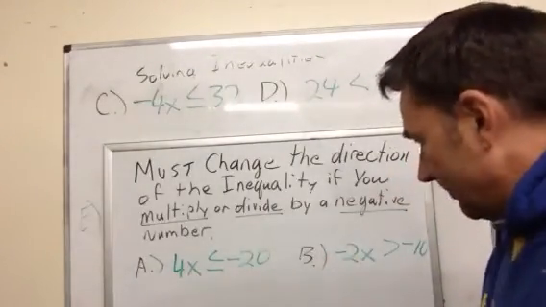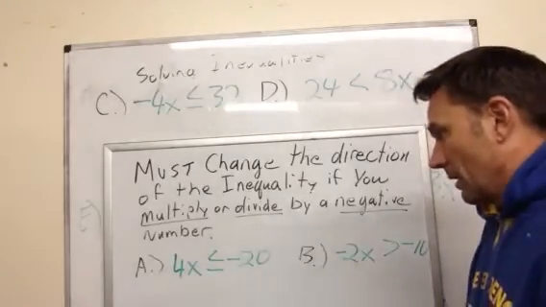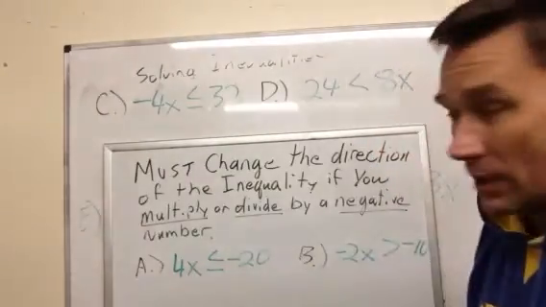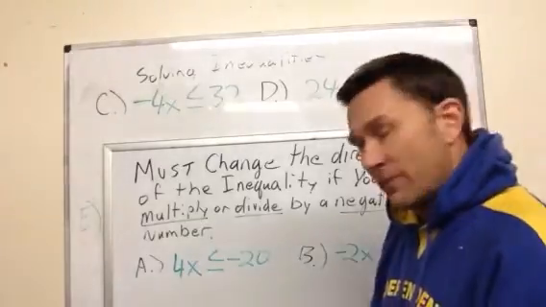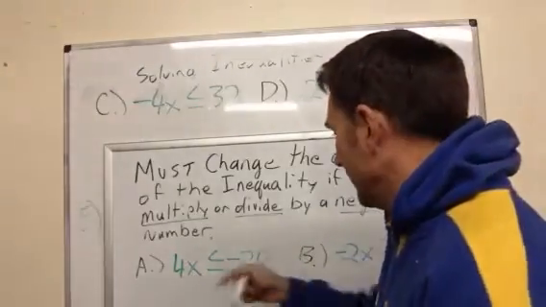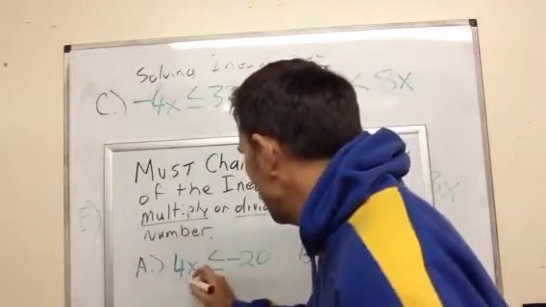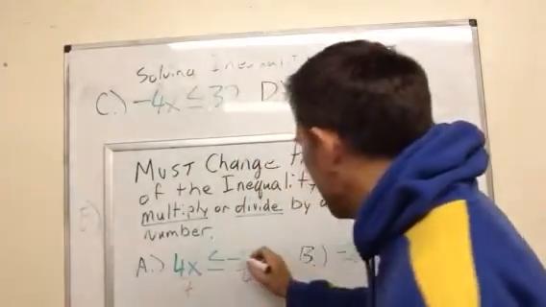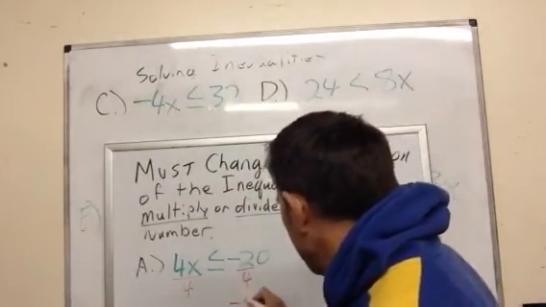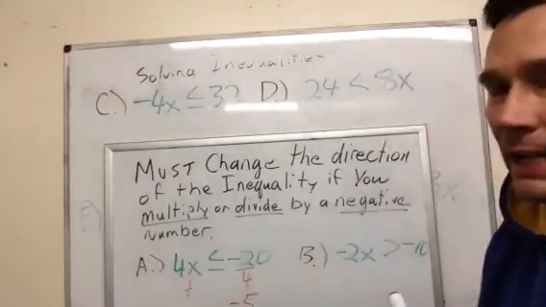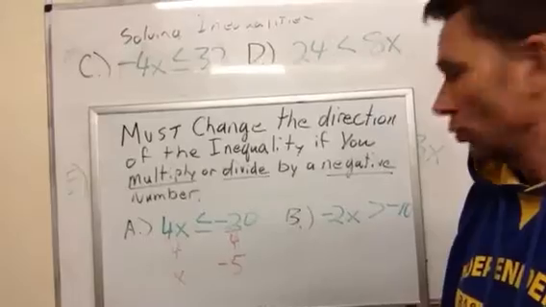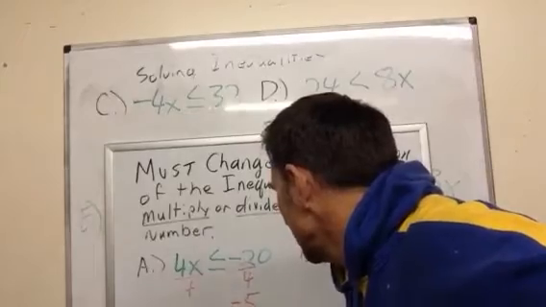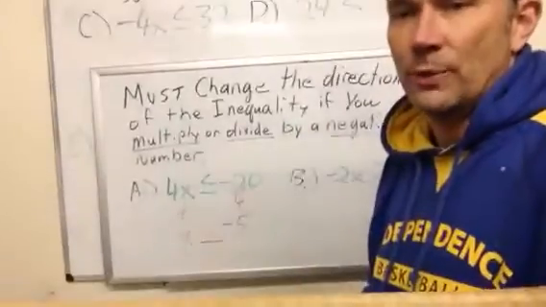So when we go to solve these, we have 6 problems we're going to go over. We start off with 4x less than or equal to negative 20. Again, we have to isolate the variable, which is our x. The 4 is multiplying x, so we need to divide by 4 on both sides. Now we get x. Negative 20 divided by 4 is negative 5. Did we divide by a negative number? We did not. We divided by a positive 4. Therefore, this does not have to change. It stays less than or equal to.